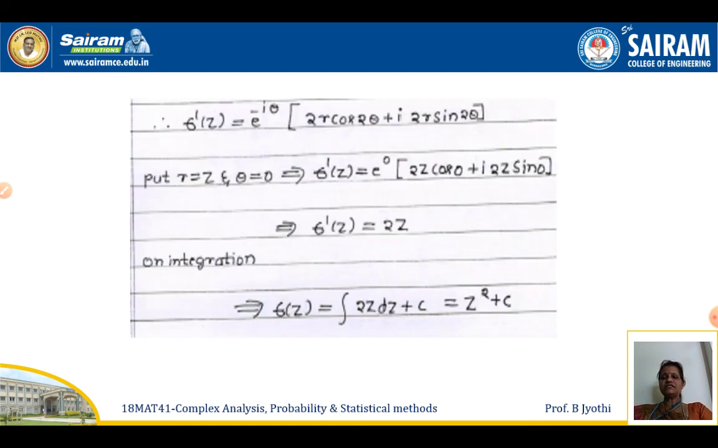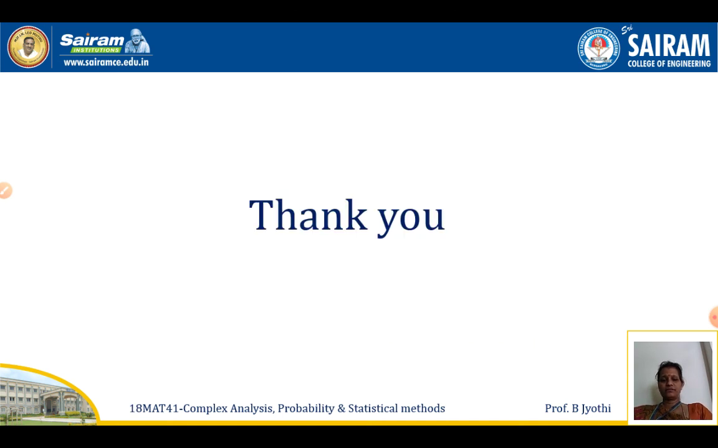So f dash of z is equals to e power minus i theta into 2r cos 2 theta plus i 2r sin 2 theta. And putting r is equals to z and theta is equals to 0, it is e power 0 into 2z cos 0, and this is sin 0, so that it will be totally 0. We get only 2z, f dash of z is 2z, which on integration we get z square plus the constant. Thank you.